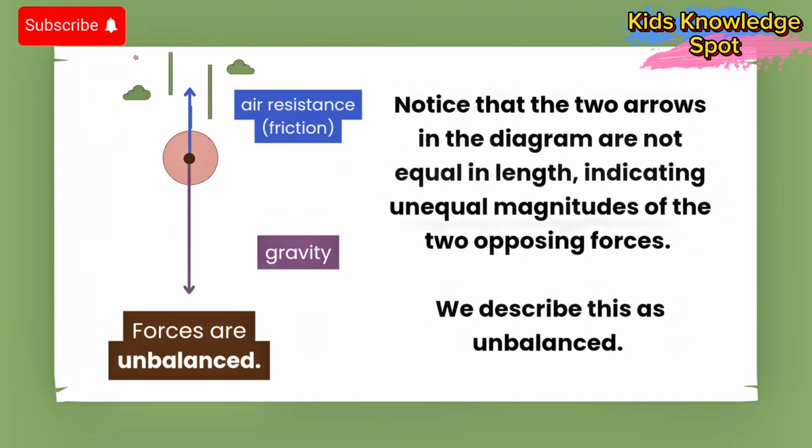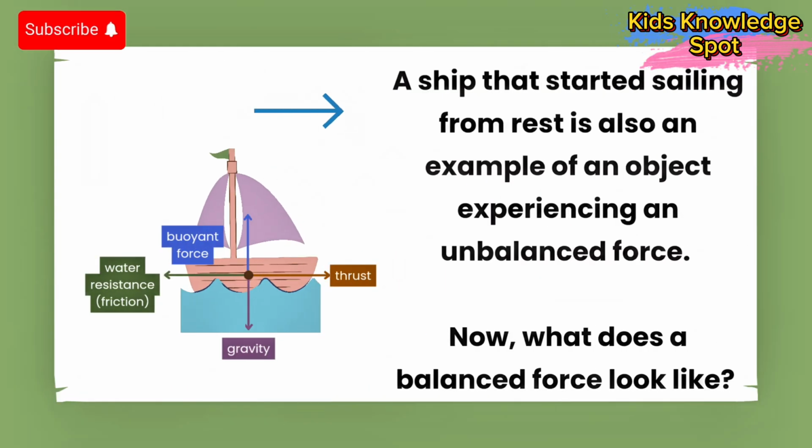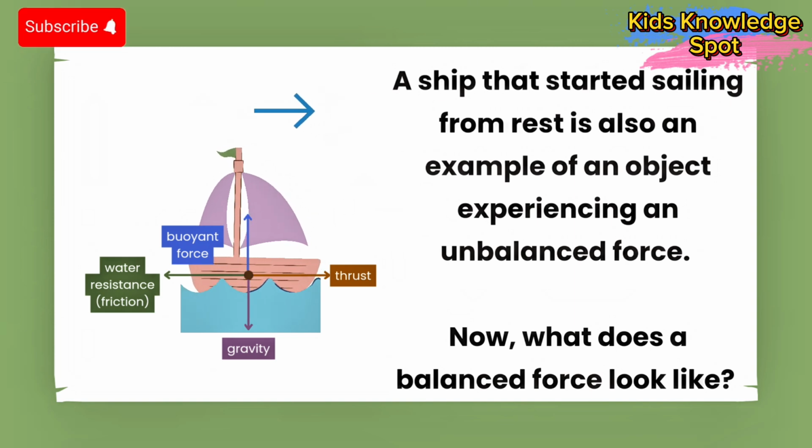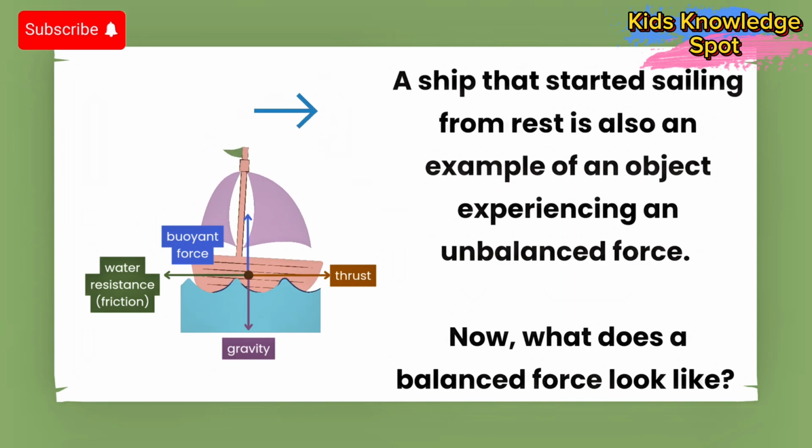Notice that the two arrows in the diagram are not equal in length, indicating unequal magnitude of the two opposing forces. We describe this as unbalanced. Since the forces are unbalanced, the object will move in the direction where the force is largest. A ship that started sailing from rest is also an example of an object experiencing an unbalanced force.